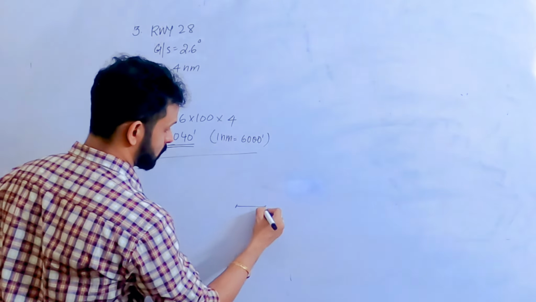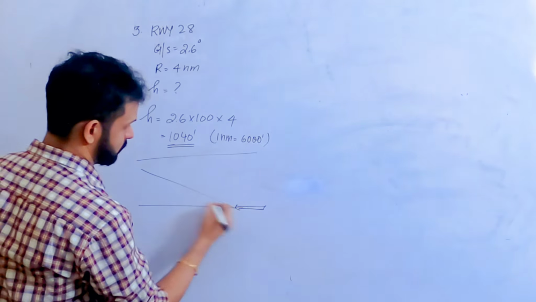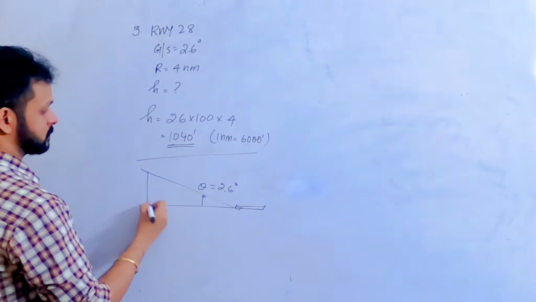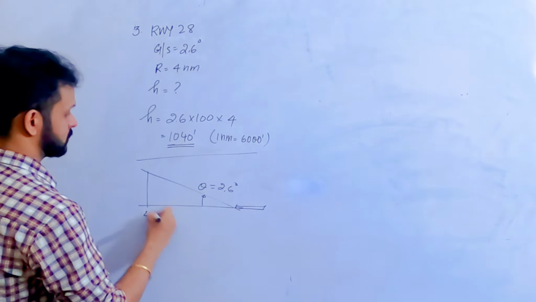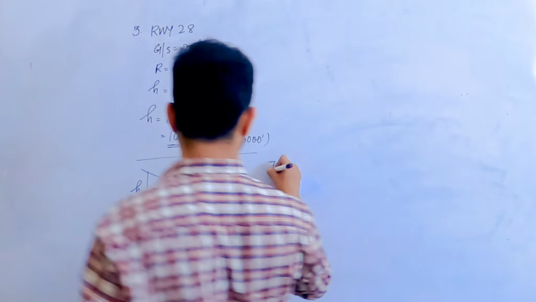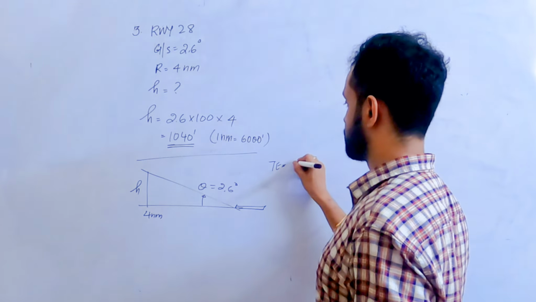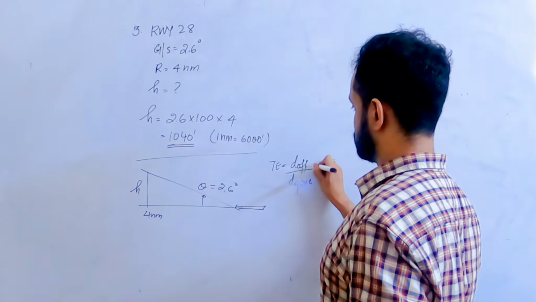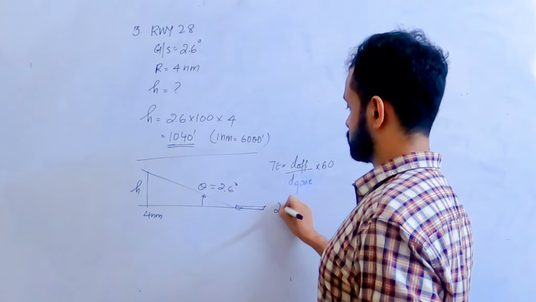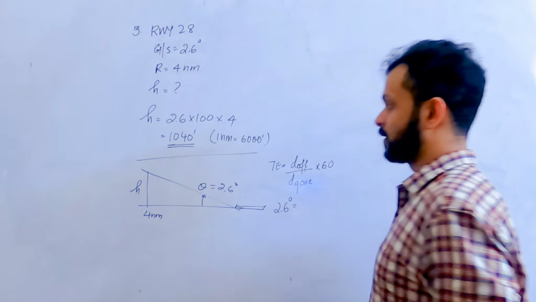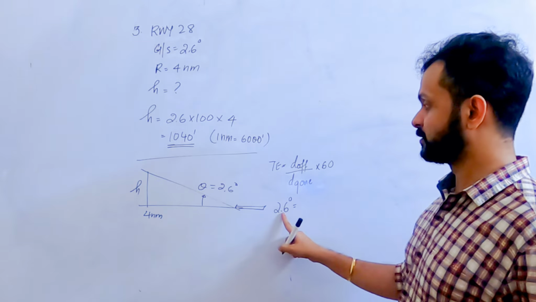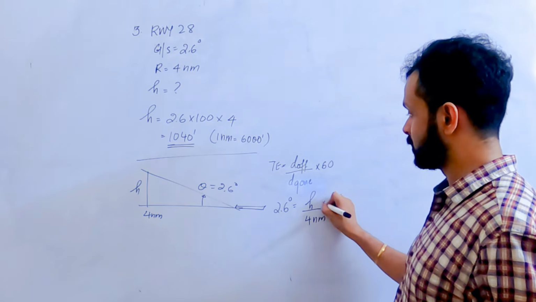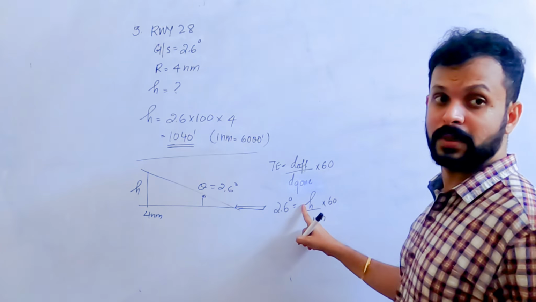So I'll have to use the 1 in 60 rule. That is basically the track error is equal to distance off by distance gone into 60. Here my glide slope will act as the track error, distance off is basically the height, and the distance gone is the range, 4 nautical miles, into 60. The track error is 2.6, your distance off is your height, distance gone is 4, but that is in nautical miles. So the immediate answer will be height in nautical miles.